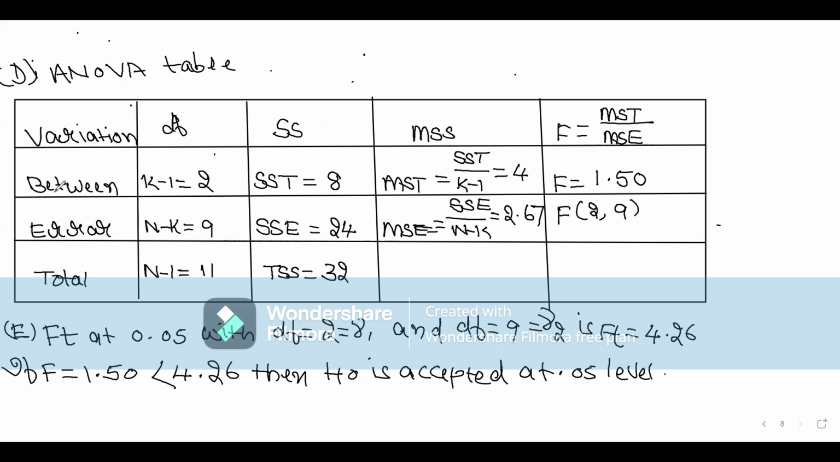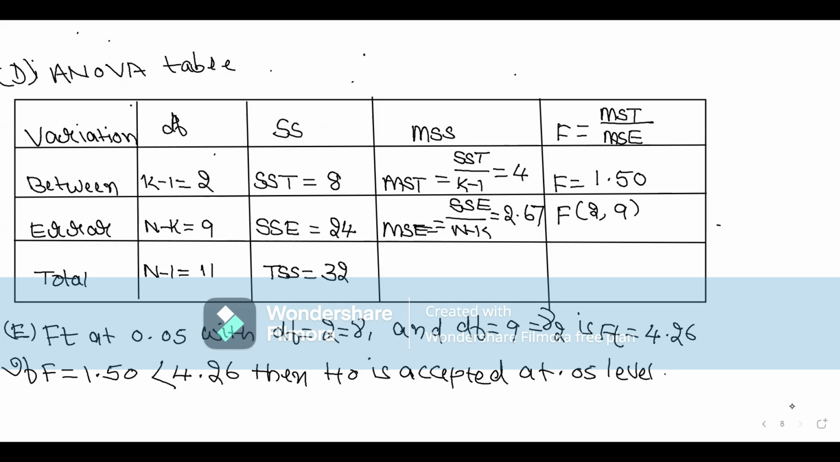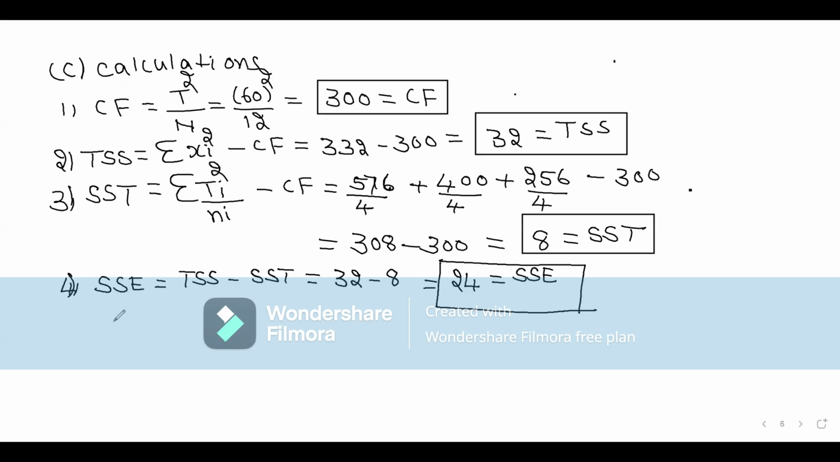Between, degrees of freedom is K minus 1. K is 3, so 3 minus 1 is 2. Then SST, look here, just now we have calculated SST, which is 8. That 8 you have to enter there. Then SSE here, we have just calculated the summation of X square, 24. That is SSE, 24.